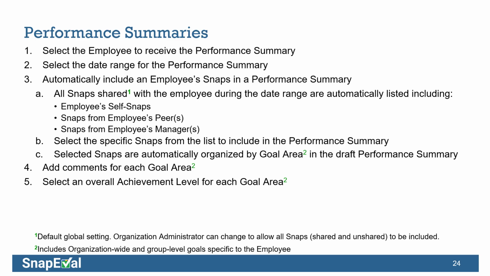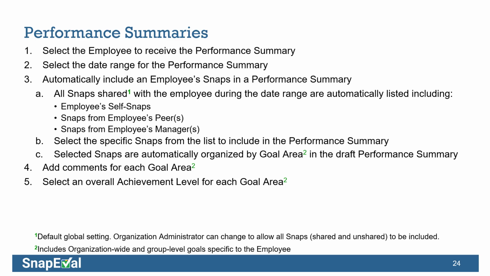So if I'm talking about productivity, for example, and I've got 10 snaps, we, by the way, automatically give you an average score for all the snaps the employee has received, and we break it out into snaps that came from managers, snaps that have come from self-snaps, and snaps that have come from peers. Now, you don't have to use that score, but it's guidance for you to select the overall achievement level for that employee for that particular goal area during that particular period of time.